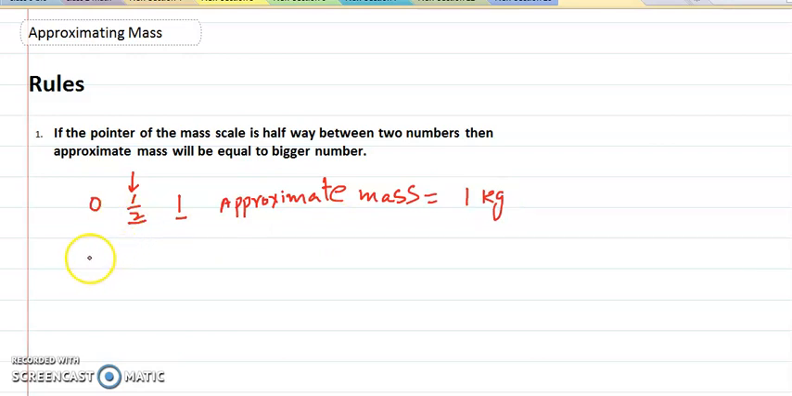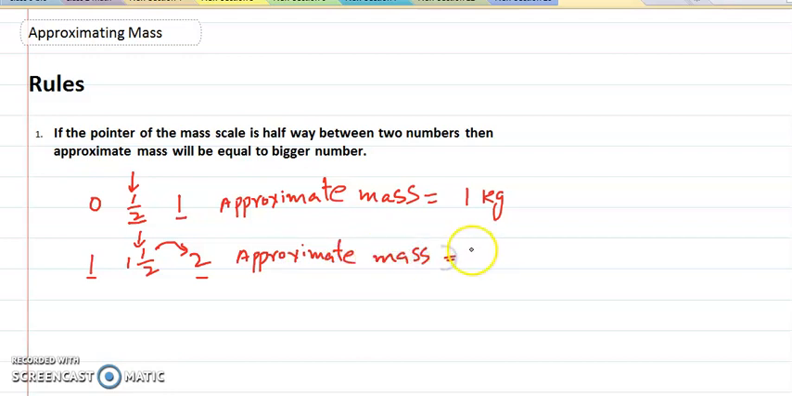For example, if we have the numbers 1 and 2, halfway between 1 and 2 will be 1 over 2. It is 1 and a half. So if the mass scale points at 1 and a half, it is exactly halfway between 1 and 2. So the mass will approximate to the bigger number. It will go to the bigger number. So approximate mass will be 2 kg.